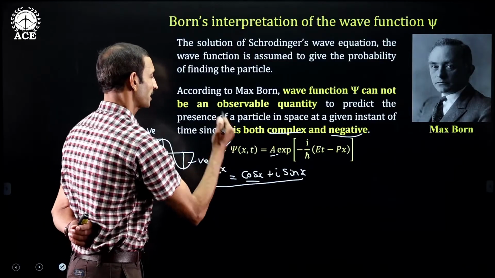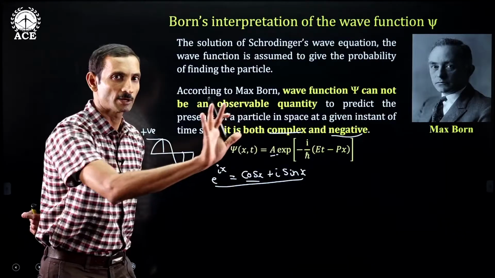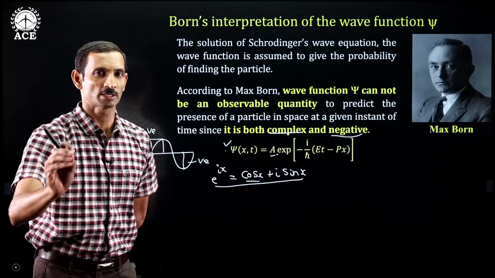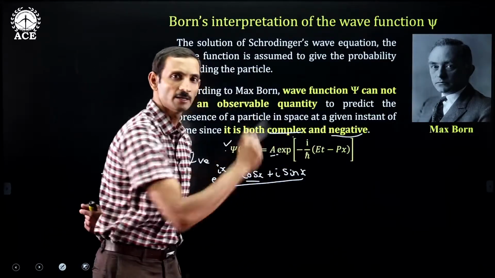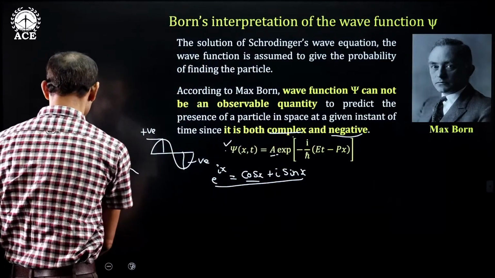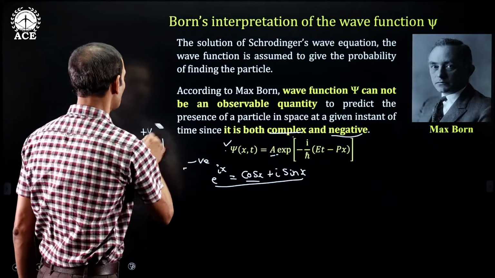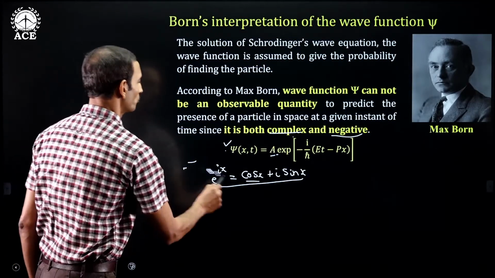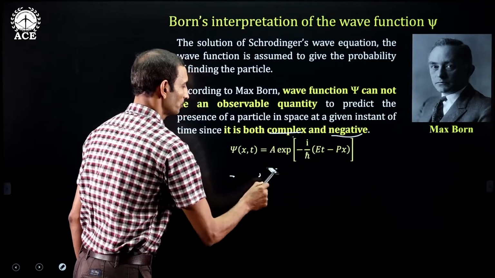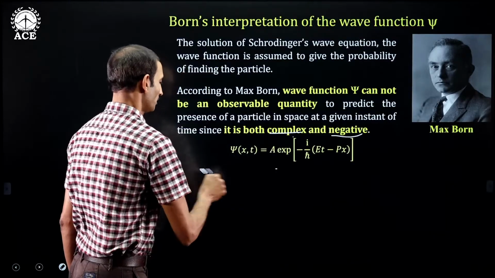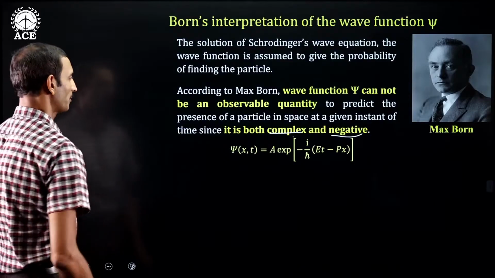Suppose if we take psi to predict the probability of presence of the particle, psi cannot be taken. So that's an absurdity according to Max Born, because it is both complex and negative. Right. Now, since it is both complex and negative, what Born has suggested, Schrodinger, is to consider a parameter that is free from these two problems, like being negative and being complex. What can be that parameter?